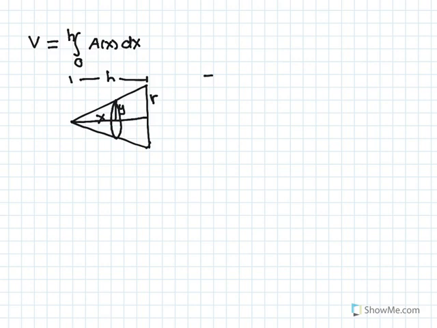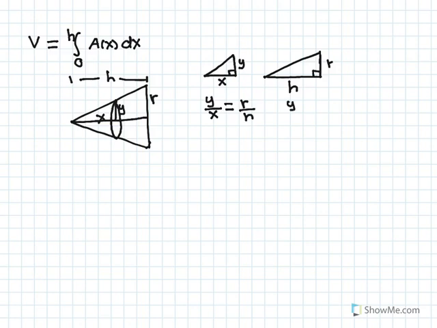We have two triangles. We've got the smaller one, which has sides y and x. And we have the larger one, which has h and r. That's the radius of the cone, and this is the height of the cone. Now we can say ratios of corresponding sides are equal. So y over x, the ratio of the sides of the smaller triangle, is equal to the ratio of the sides of the larger triangle, r over h. Solving for y in terms of x, multiply both sides by x, we get y equals r x over h. We have now expressed y in terms of x.